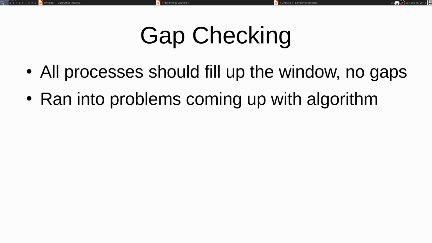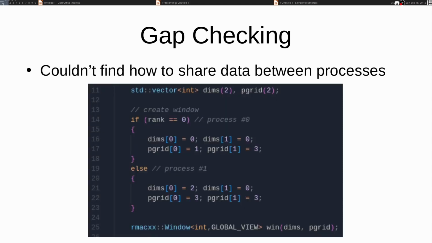So we came up with a few different ideas for actually checking gaps, including looking at exact coordinates and figuring out what tiles have been included and which haven't, but that wasn't very scalable and it was very memory intensive. So there was a bit of problems coming up with an algorithm, but eventually we found one that could scale up to infinite dimensions. Another problem with gap checking was actually retrieving data between processes.